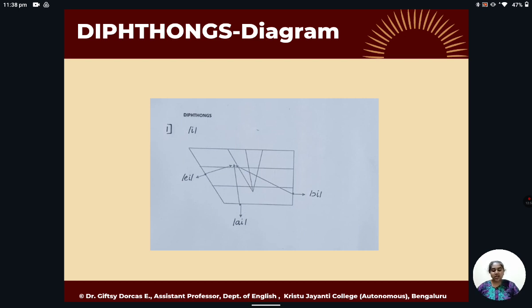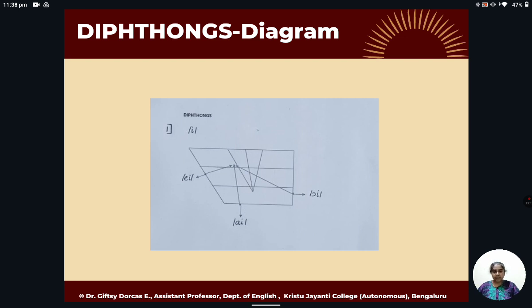Next is the I sound. The I sound is described as a glide from a front open unrounded vowel to a centralized front unrounded vowel just above the half closed position, and it occurs initially, medially, and finally in the words eyes, bite, and bite.